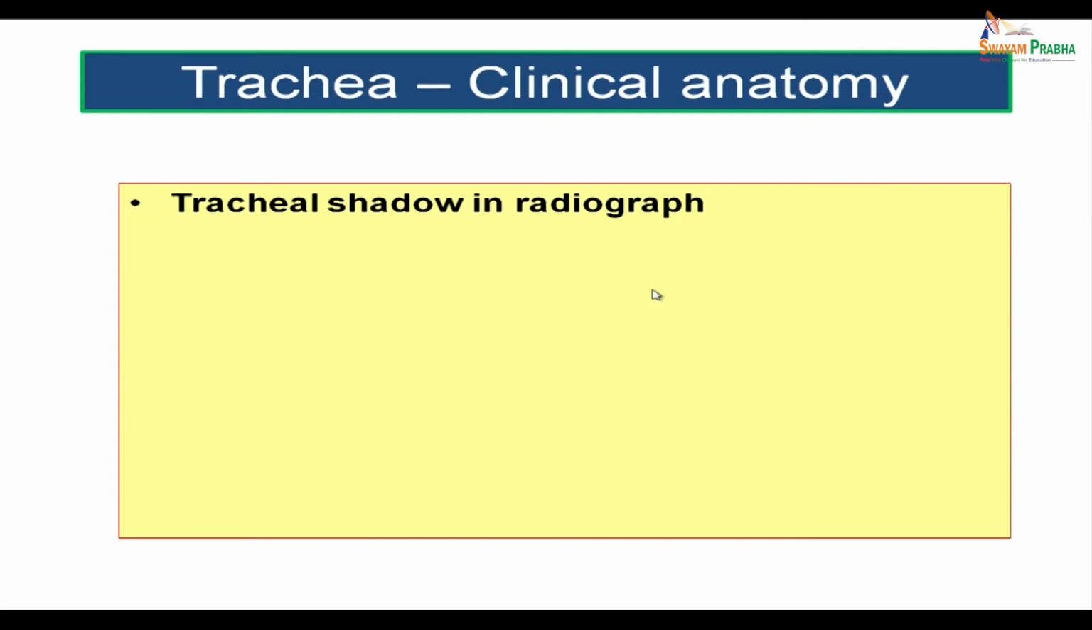The tracheal shadow can be appreciated in a radiograph because of its content, that is the air. Air is translucent, so it appears dark in color in a plain X-ray. So, any shift in the trachea due to mediastinal shift can be appreciated by a plain radiograph itself. Palpation of the trachea in the suprasternal notch will tell you whether the mediastinum is in normal position or deviated or shifted to one of the sides.